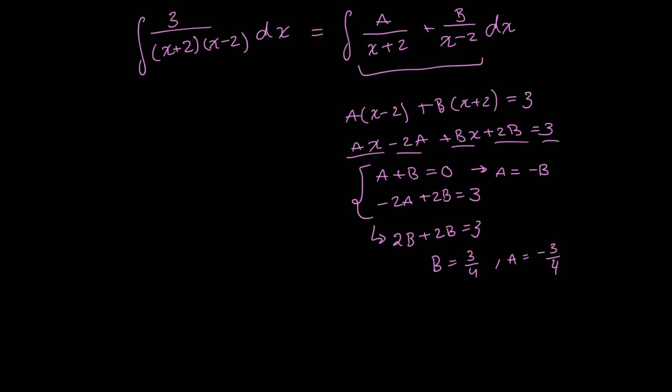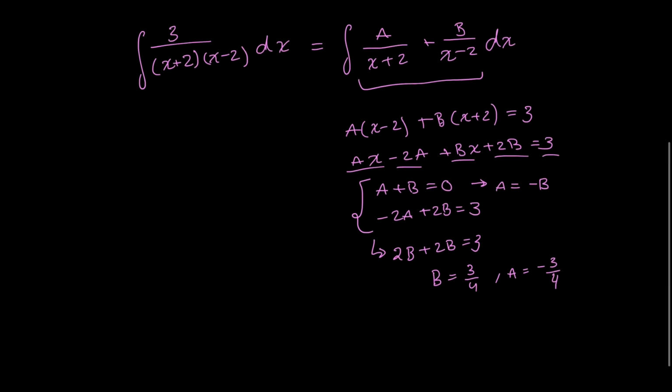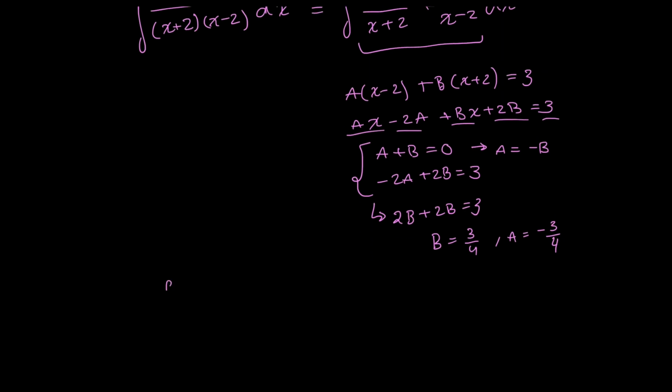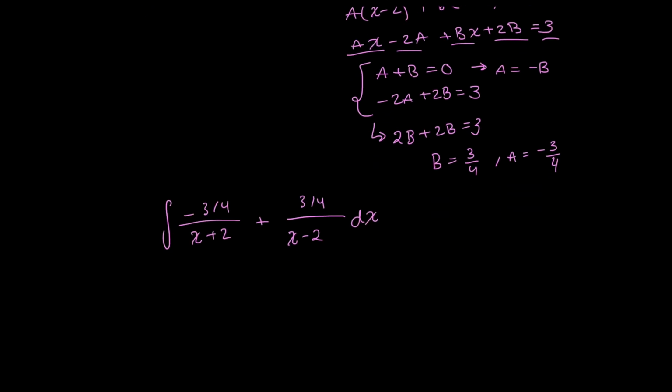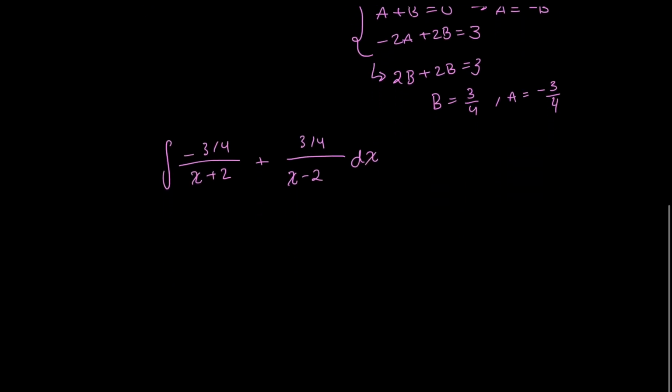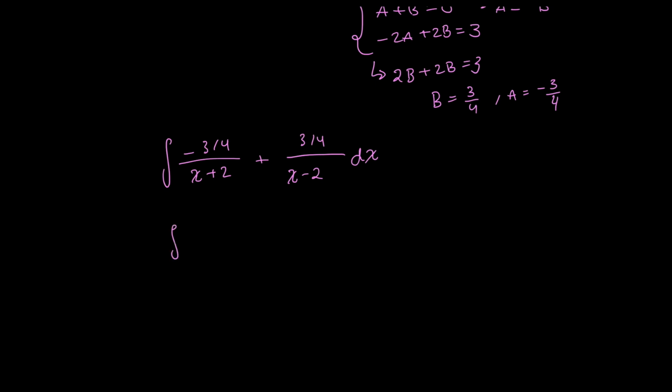We found our A and B, and now all we have to do is substitute them back into my integral over here and integrate. That's it. So my integral now looks like this: minus 3 over 4 over x plus 2 plus 3 over 4 over x minus 2 dx. And now this is way easier to integrate. And just for the sake of clarity, I'm going to split these up into two integrals. I think that makes things even easier.